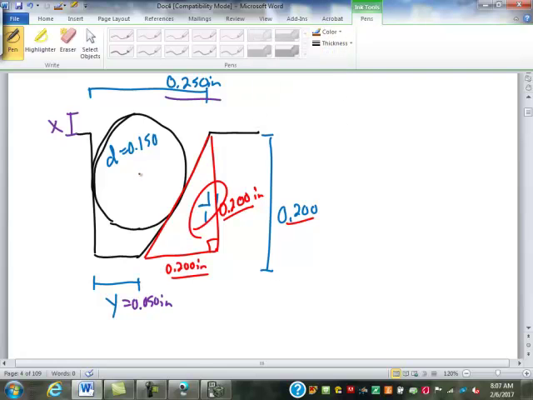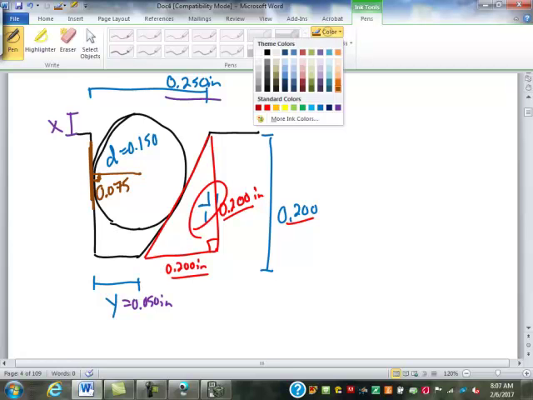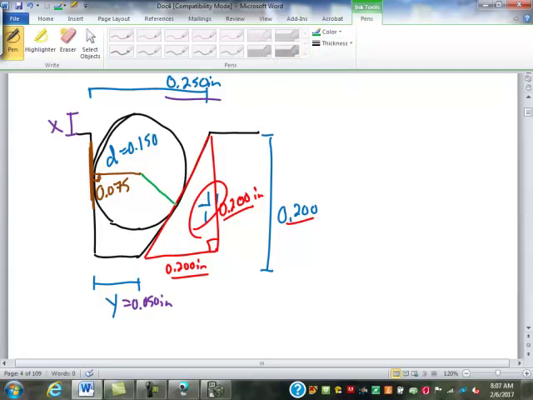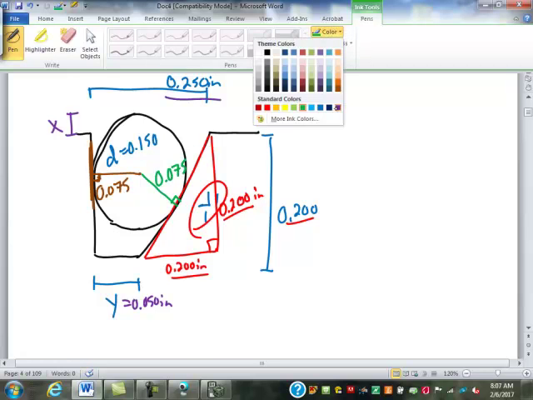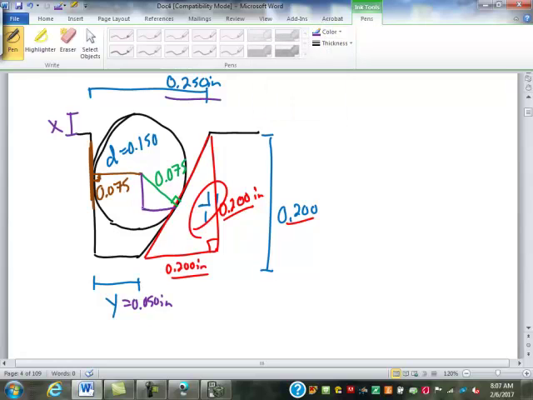Up here in the ball, that's a diameter of 150. It is a radius of 75. And remember, a radius is always perpendicular to a tangent. So this side here has to form a right angle to that radius. Going this way, that must also be a right angle. That must also be 0.075. Question is, what do those have to be?